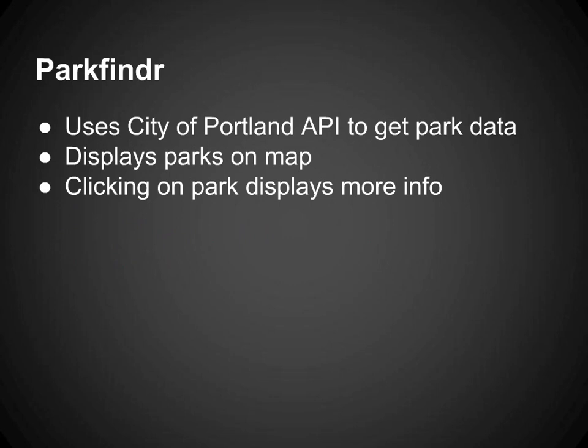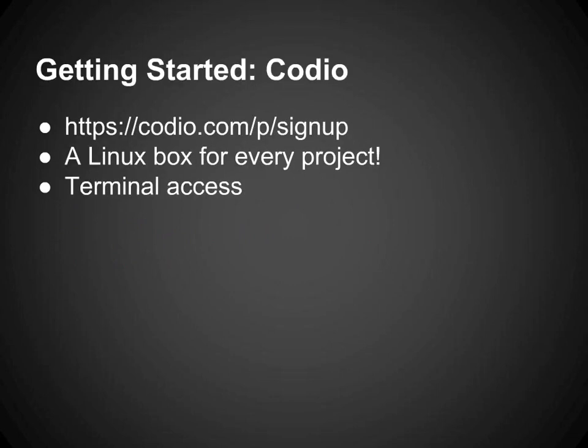So we're going to be building a really simple little app that gets the park data from the City of Portland API and puts the parks on a map. Then if you click on a marker, it'll display more info about the park you clicked on. It's really simple, but it would provide a good starting point for something actually useful. Okay, so let's get started.